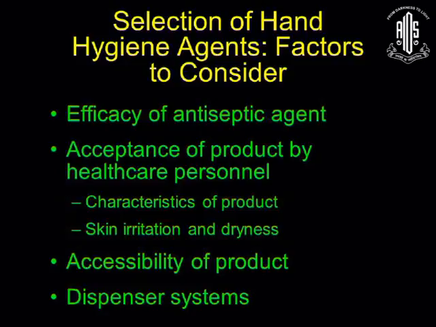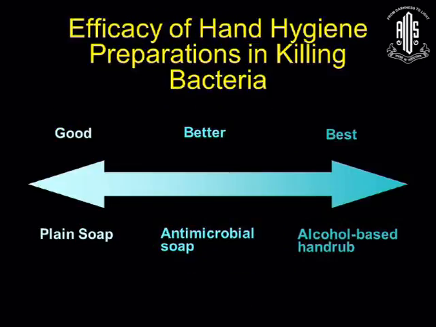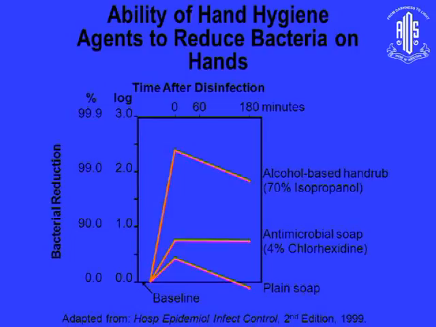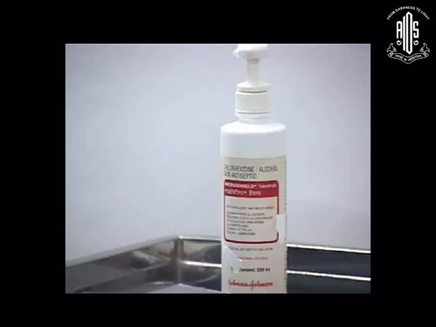How do you basically select an agent? Plain soap is good. Better would be an antimicrobial soap. Even better would be an antimicrobial hand rub. And this is a graph which shows that the killing of organisms is maximum with 70% alcohol, and it stays a little longer with that. And we'll go into the videos later.